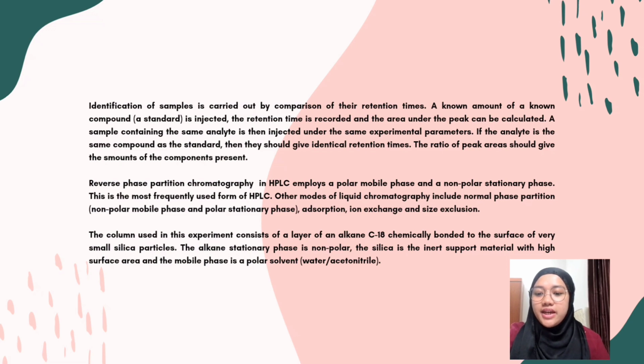Identification of samples is carried out by comparison of their retention times. A known amount of a known compound, a standard, is injected. The retention time is recorded and the area under the peak can be calculated. A sample containing the same analyte is then injected under the same experimental parameters. If the analyte is the same compound as the standard, then they should give identical retention times. The ratio of peak areas should give the amounts of components present.